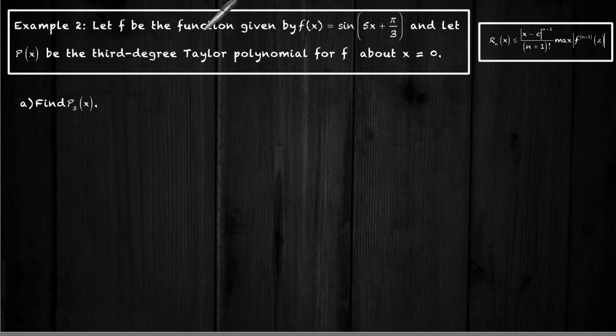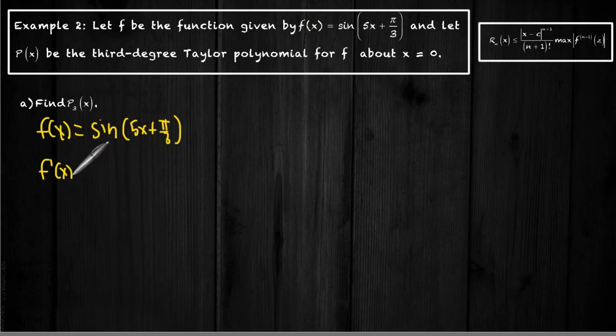All right, in the second example it says, let f be the function given by f of x equals sine of 5x plus pi over 3, and let P of x be the third degree Taylor polynomial for f about x equals 0. So in part A, we just want to write the third degree Taylor polynomial. We are just going to write down our f of x, which is sine of 5x plus pi over 3. And then we'll take some derivatives.